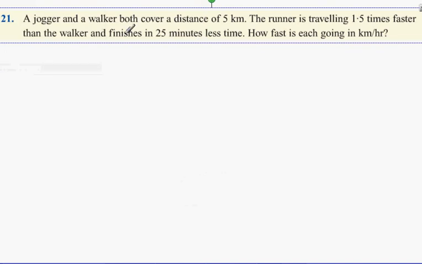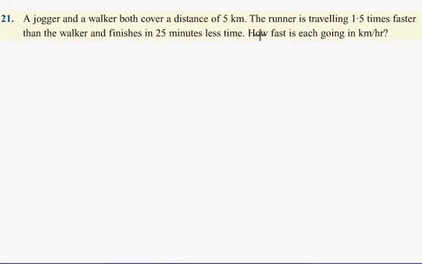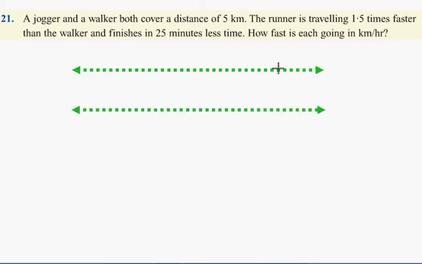A jogger and a walker both cover a distance of 5 kilometers. The runner is traveling 1.5 times faster than the walker. Alright, so here's the problem. They both cover the same distance, so if we're to draw a picture diagram of this, they both have the same distance of 5 kilometers.